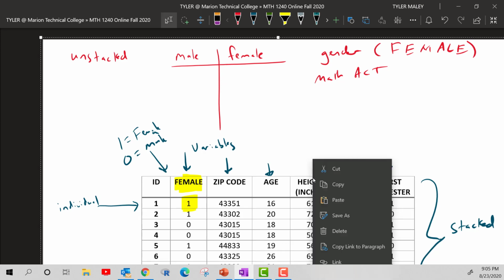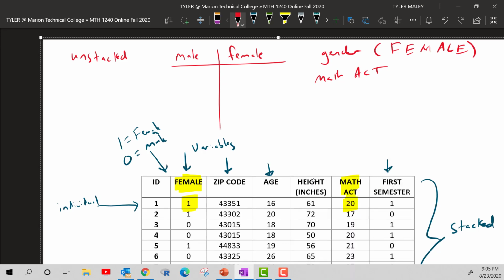Whoops, I want to write the pen. There we go. So I would put 20 here, right? And then if we look at the next one, that's a 1, so it's a female, and she got a 17 on her math ACT. So we would write 17 under the female list, right?